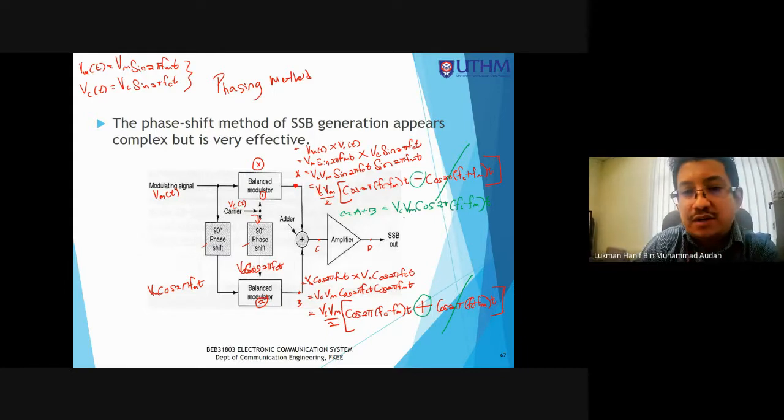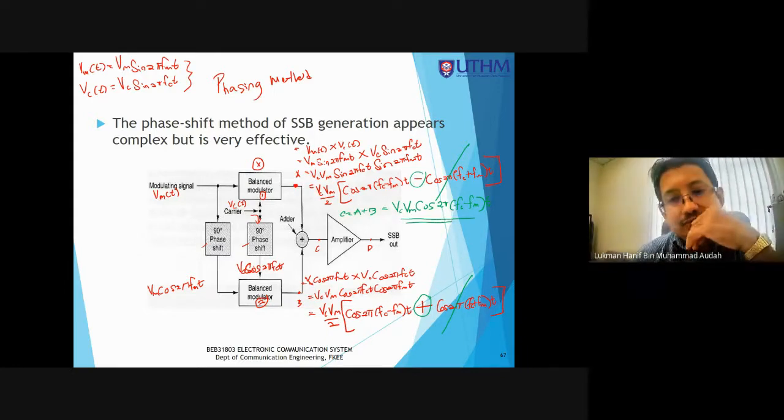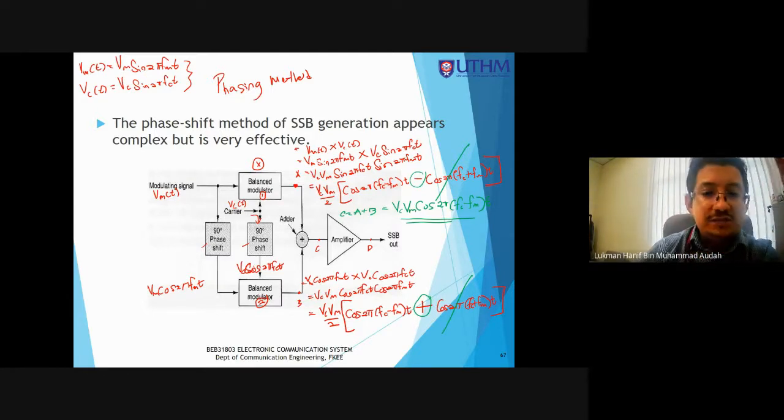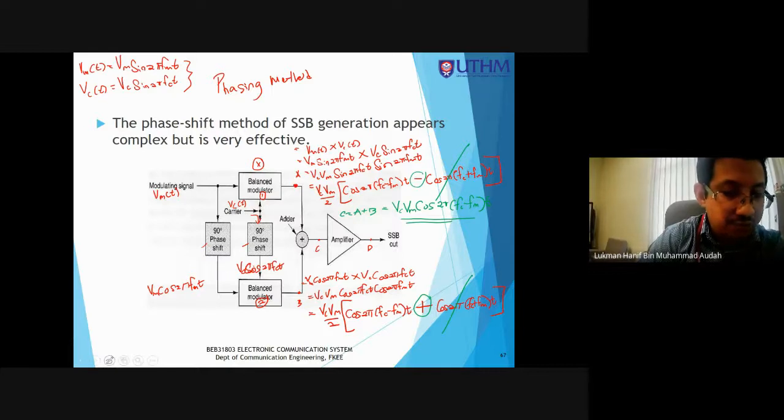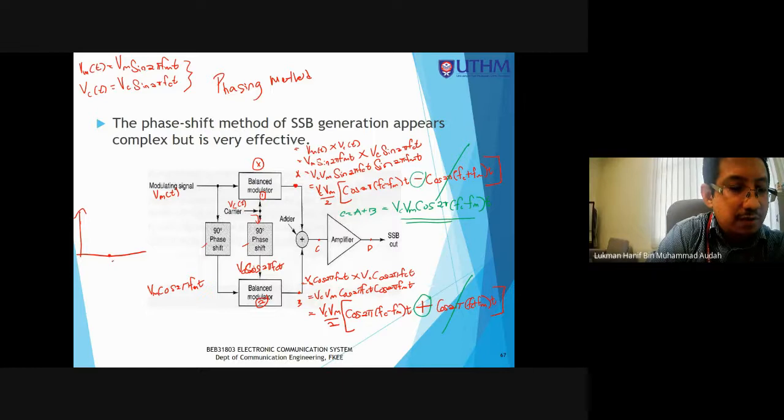Ini pada point C. Maknanya, kalau you lukis dia punya frequency spectrum, if you draw the frequency spectrum, that means dia jadi seperti ini. So, tidak ada carrier component, Fc, dan dia ada lower sideband pada Fc minus Fm. Located at Fc minus Fm.